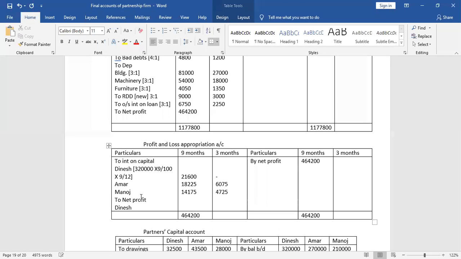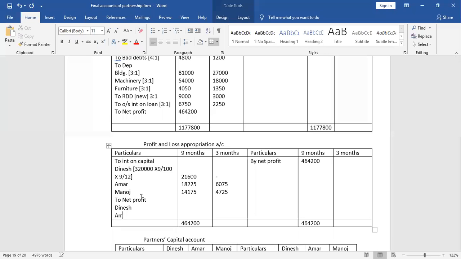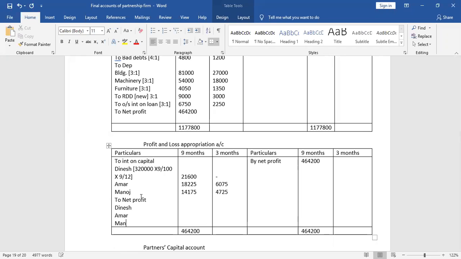The ratio is given for Dinesh, Amar and Manoj. So how much will the profit be when you minus this amount? 4,64,200 minus 21,600 minus 18,225 minus 1,14,175, you will get 4,10,200. So we have to divide it among all the 3 partners in the ratio 3:2:1.